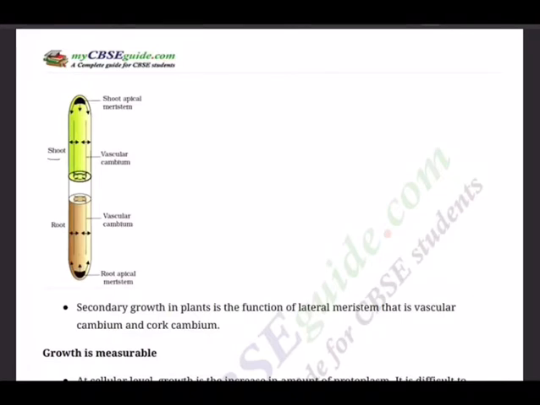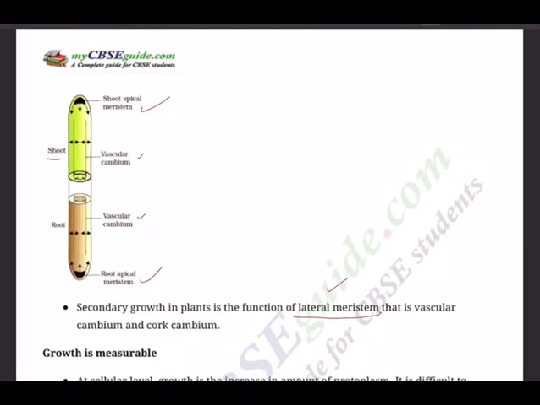Like here, you can see shoot apical. This is the stem, and in the shoot area, the tip area of the shoot will have meristem. Because of that, growth will be there. So shoot apical meristem, and similarly, root apical meristem. Both are on the tip of the root and the tip of the shoot. And then centrally there is the intercalary, where vascular cambium formation takes place.